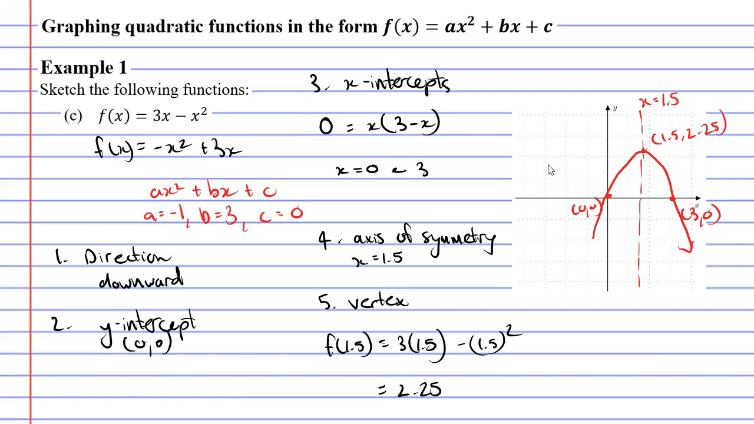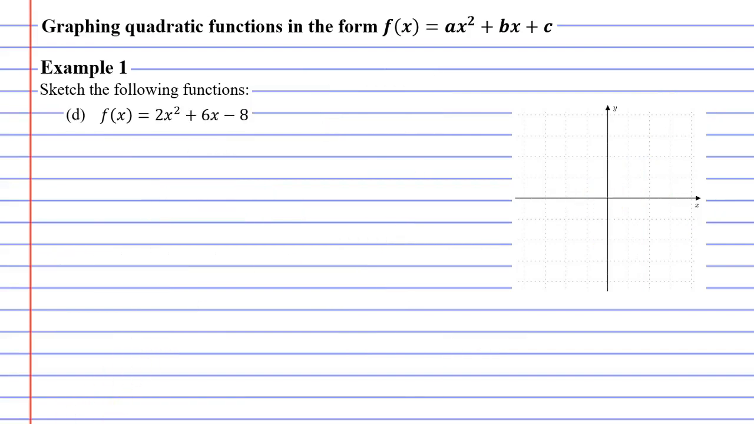It's very important that our turning point occurs at the vertex and that our parabola passes through our two x-intercepts. Alright, we'll move on to question D now. This function has been written in the form ax squared plus bx plus c. So we can see that a is 2, b is 6, and c is negative 8. So the first thing we're going to look at is the direction of the parabola, and we can see that it's an upward facing parabola because a is positive. a is positive 2.